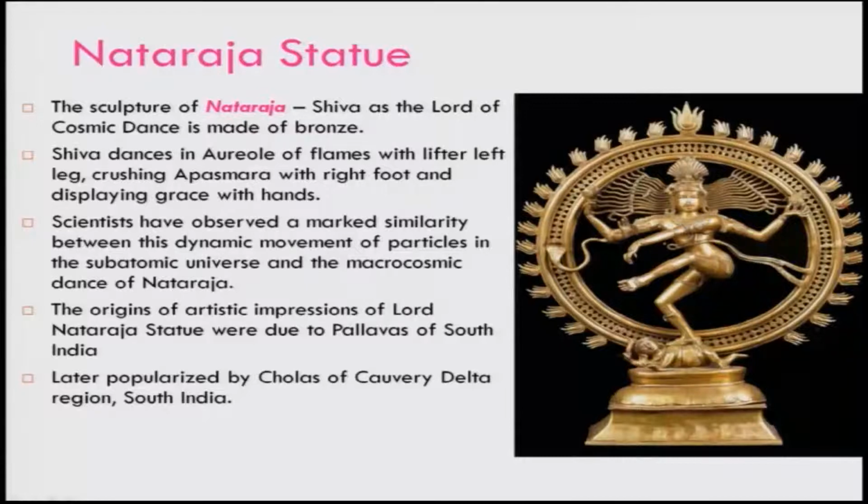And this statue is really very intricate in shape from the point of view of manufacturing. But a lot of mythological things and also a lot of science are involved in it. For example, some scientists have observed a marked similarity between the dynamic movement of particles in the subatomic universe and the macrocosmic dance of Nataraj. I think some of us should look at this aspect combined with the manufacturing, like how it was a confluence of art, science and also spirituality.